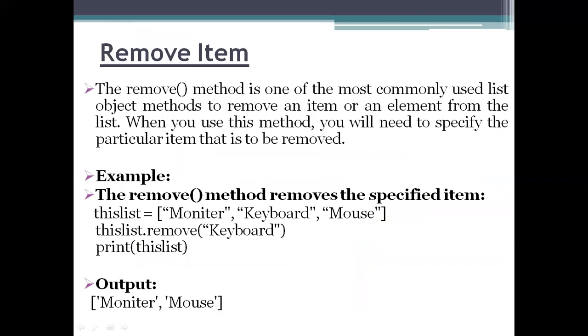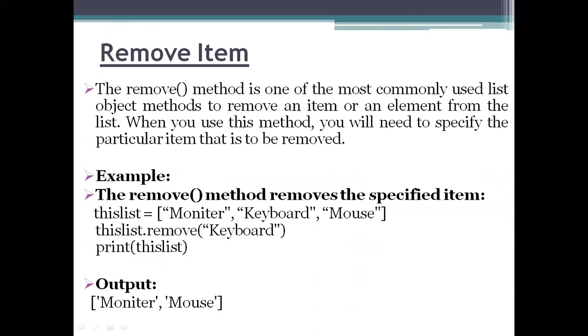Next is remove item. The remove method is one of the most commonly used list object methods to remove an item or an element from the list. When you use this method, you will need to specify the particular item that is to be removed. In the example, we are using the remove method to remove the specified item from the list.